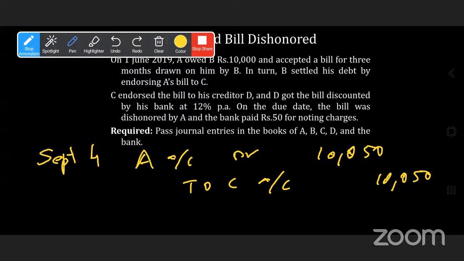Now let us see the entries in the books of A. Narration: being endorsed bill dishonored and noting charges paid.